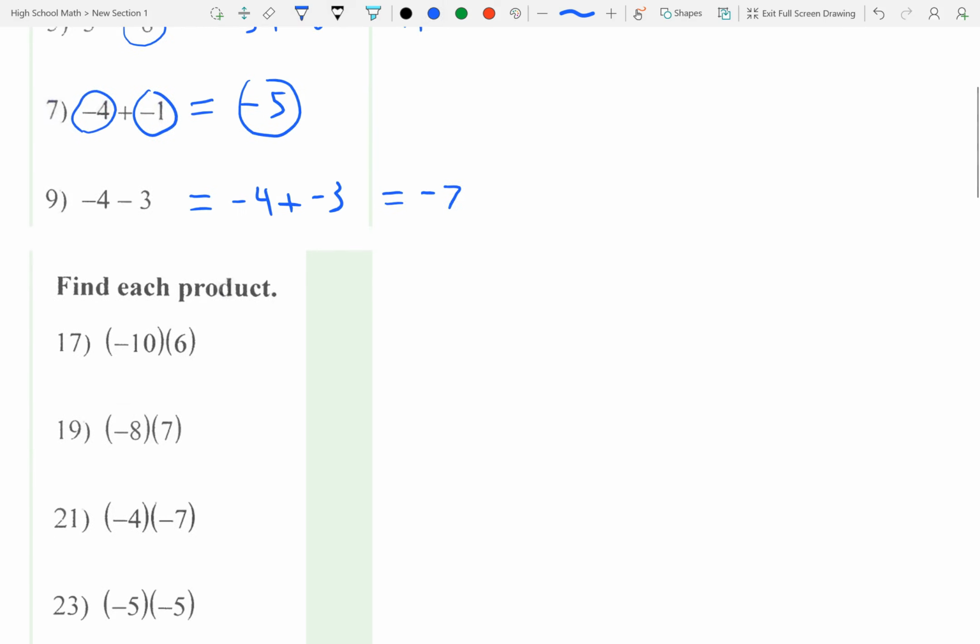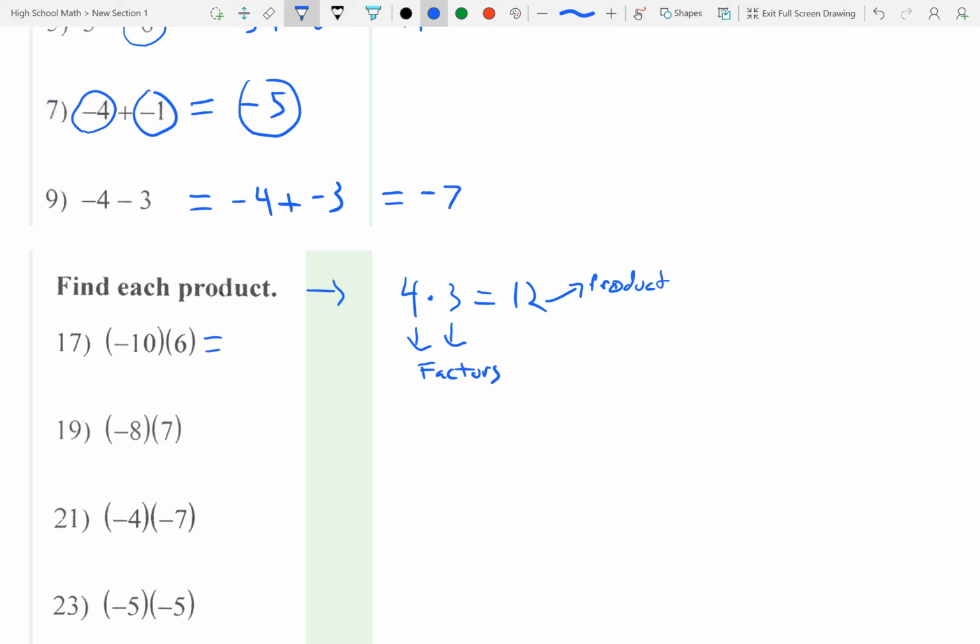Okay, find each product. Product is the result of a multiplication problem. When I say 4 times 3 is equal to 12, these things we multiply, they're called the factors, the parts of a multiplication problem. The result, 12 here, that's the product. All right.